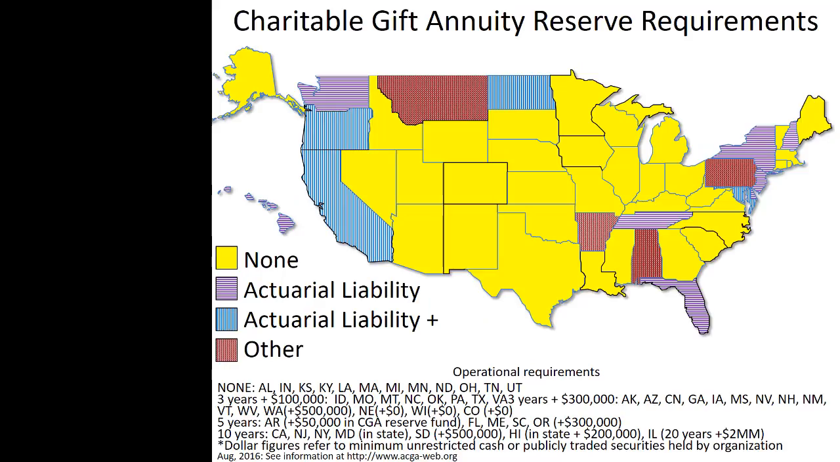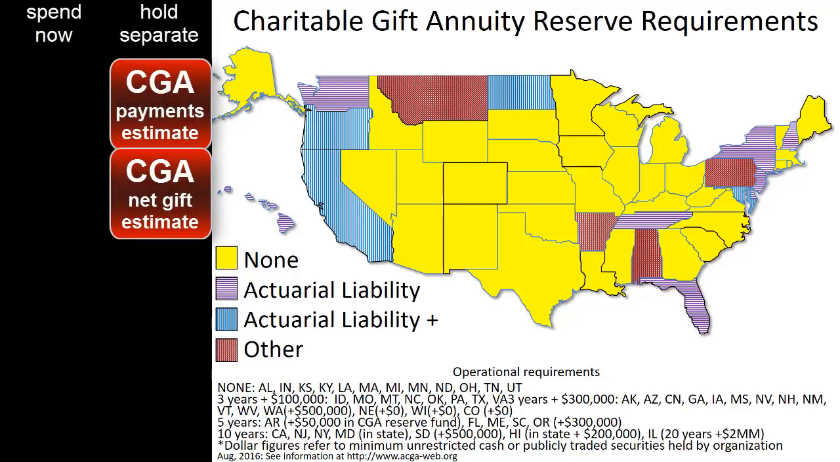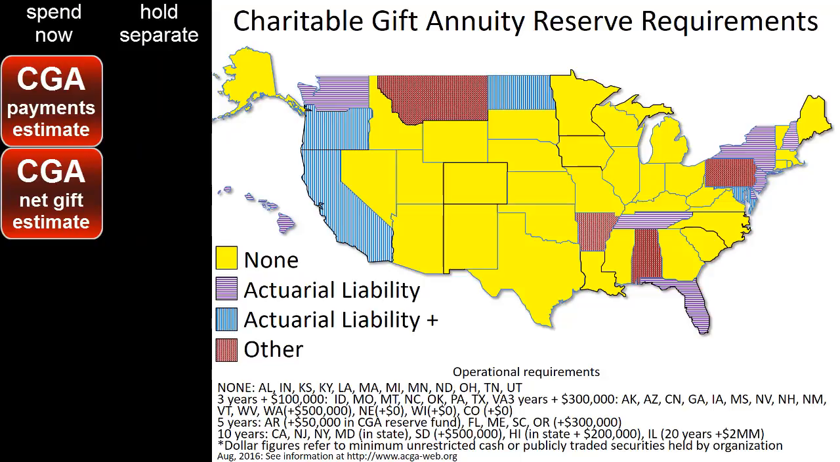Compared with the field of commercial annuities issued by insurance companies, charitable gift annuities are remarkably unregulated. As shown by this map, the majority of states have no reserve requirements for nonprofits issuing charitable gift annuities. This means that a charity operating in one of these states working with a donor in one of these states could choose to immediately spend 100% of the amount given for the charitable gift annuity and simply leave the payments as an unfunded obligation for the future.